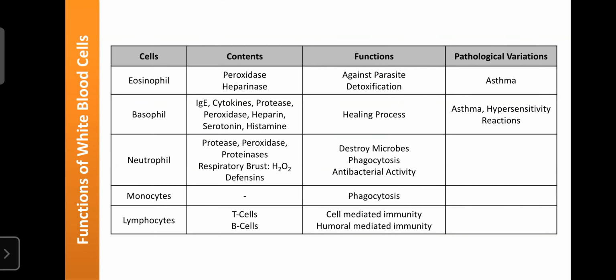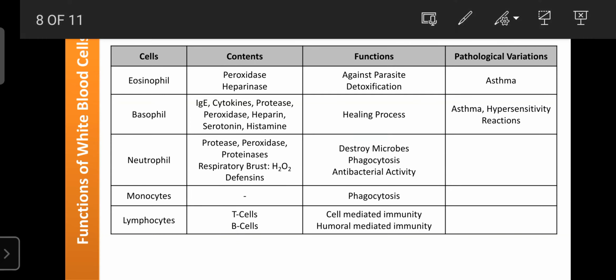Regarding the functions of WBC, the eosinophil mainly contains enzymes like peroxidase and heparinase. That's why eosinophils provide protection against parasite infections. Due to the presence of eosinophils in our blood, we are free from parasite infections. If the eosinophil number or function decreases, then we suffer from parasite infections. Eosinophils are also involved in the detoxification process, that is, the removal of toxins from our body.